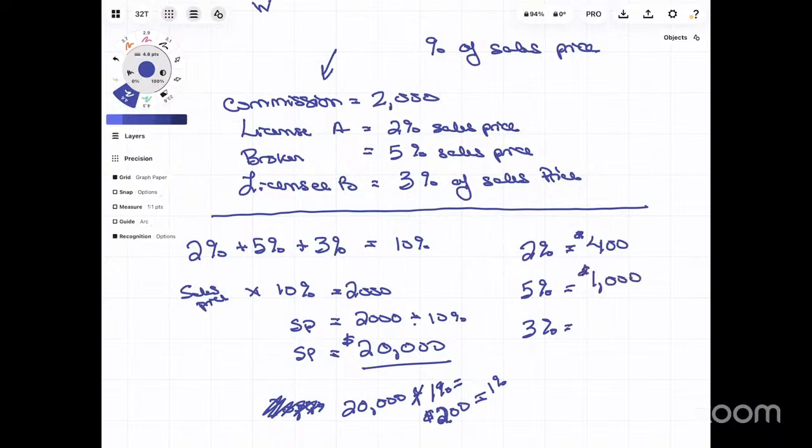And 3 times 2 would be 200, would be $600. So the answer would be A, none of the above. That was the answer, but this would be your answer. Does that make sense? Yes? Yes, thank you. No problem.